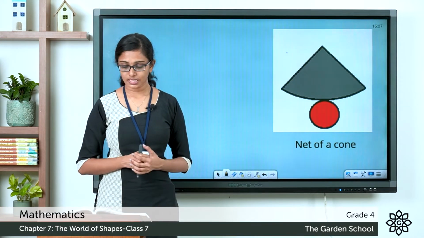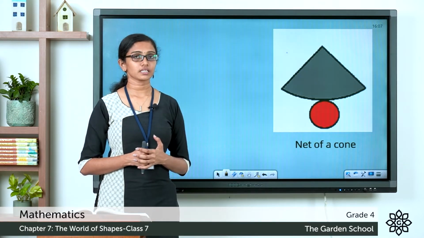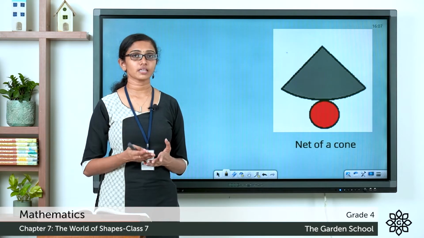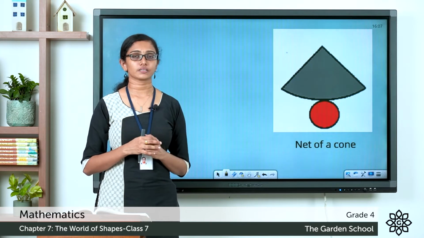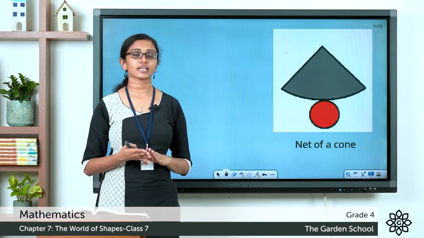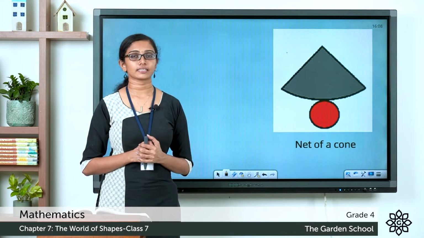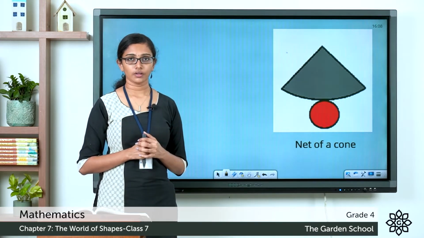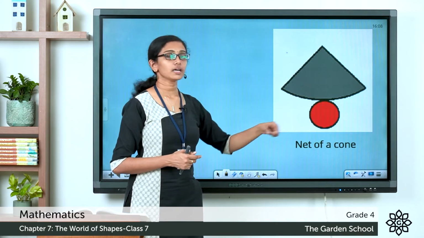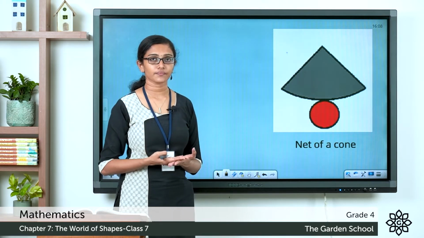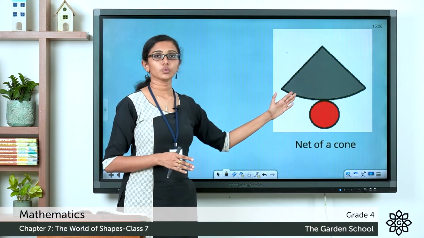Now let's see the third one. There we are asked to draw the net of a cone. So what is a cone? A cone is a 3D shape which has a flat base which is circular, and it has a curved face or curved surface. So there is one flat face, and there is a curved face, and it has a point which is called the vertex. So when you cut open a cone along its sides, you'll get a shape like this. And when you cut open the circular base which is flat, you get something like this. So together the net of a cone will look like this.